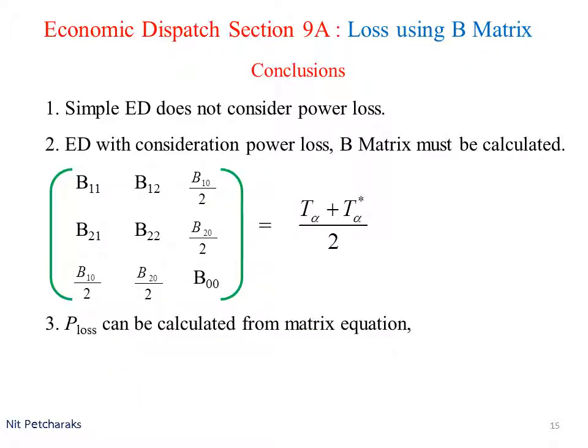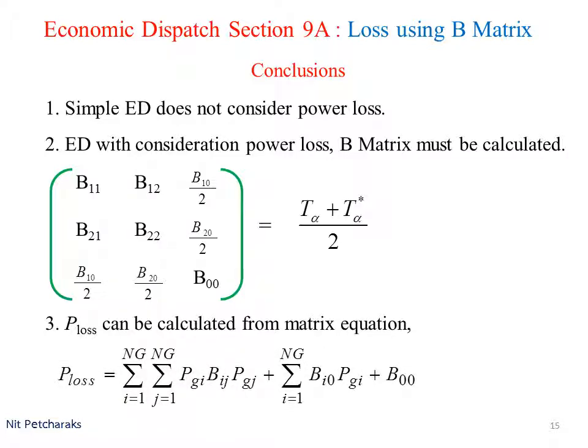In conclusion, in general, simple economic dispatch does not consider power loss. However, if we would like to estimate the power loss, we can use B matrix. If B matrix is known, we can calculate power loss from this equation.